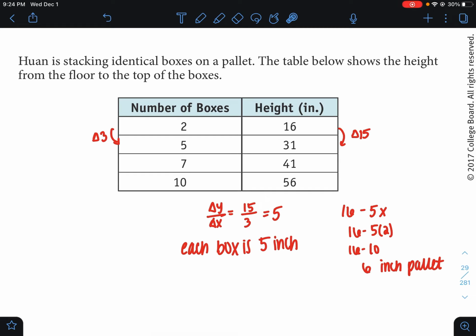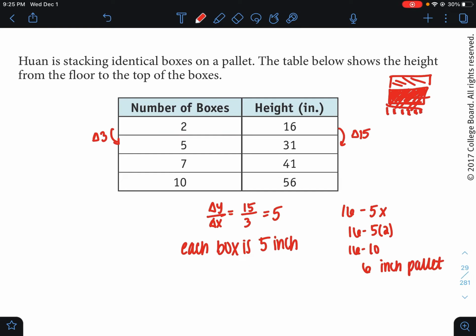Now on this next one, it says, Hoonan is stacking identical boxes on a pallet. The table below shows the height from the floor to the top of the boxes. If we were to try to draw a picture of what this looks like, we have some pallet and we are stacking boxes on top of the pallet. Again, the boxes are going to change the height, but we do have to account for the height of a pallet.